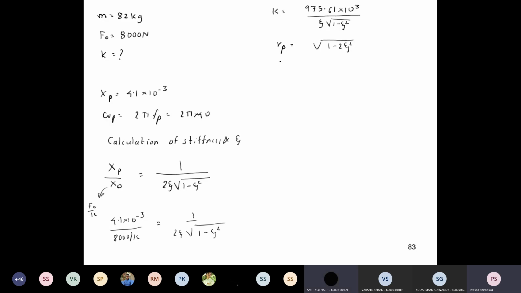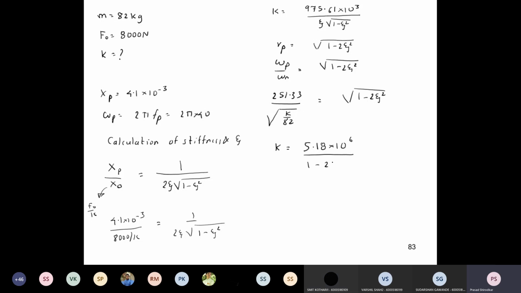Also, peak frequency ratio rp is equal to square root of 1 minus 2 zeta square. So that is equal to omega p by omega n, where omega p is 251.33 and omega n is square root of k by m, with m being 82 kg. And this is equal to square root of 1 minus 2 zeta square. Okay. So k is equal to 5.18 into 10 raised to 6 divided by 1 minus 2 zeta square.